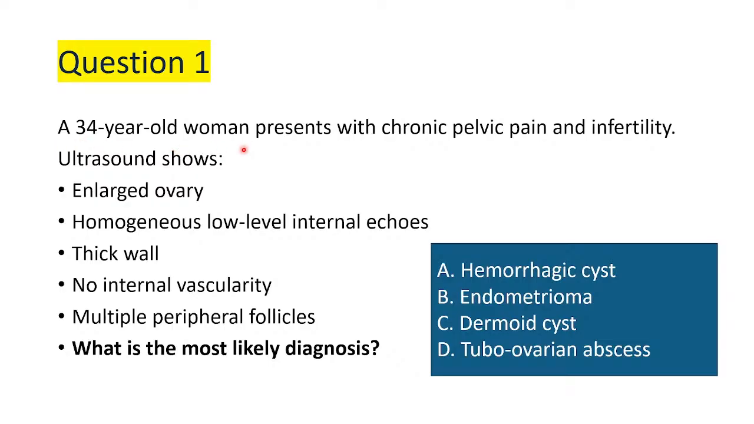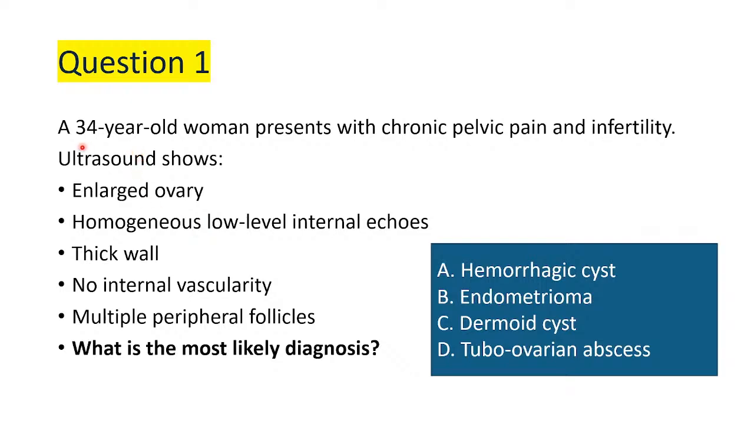A 34-year-old woman presents with chronic pain and infertility. Ultrasound shows enlarged ovary, homogeneous low-level internal echoes, thick walls, no internal vascularity, multiple peripheral follicles. What is the most likely diagnosis?